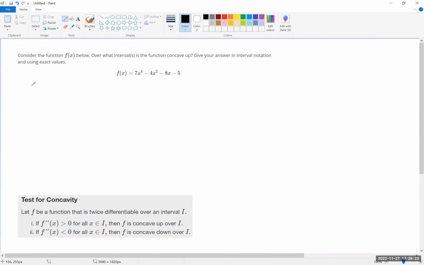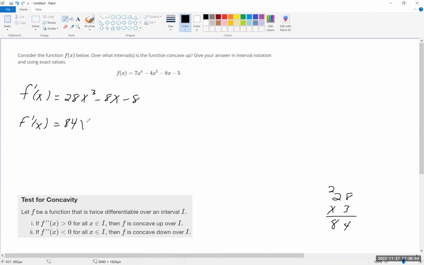To figure out what the intervals are going to be, we first need to take the first derivative of this function. And then we'll take the second derivative of this function. And we'll go ahead and do 28 times 3 over here. So this is 84x squared minus 8. And that's actually the second derivative.